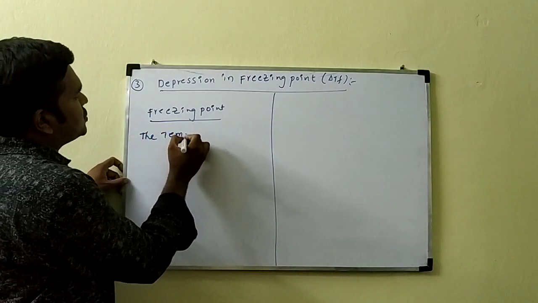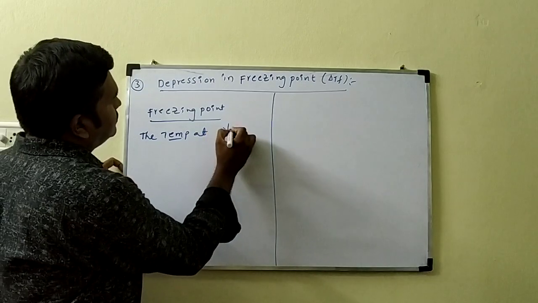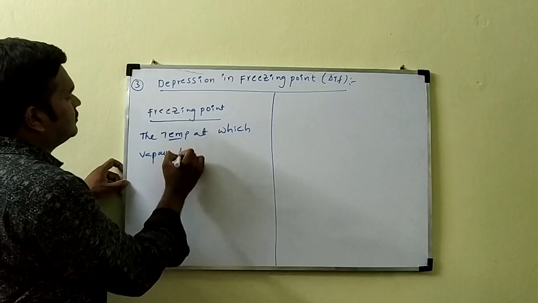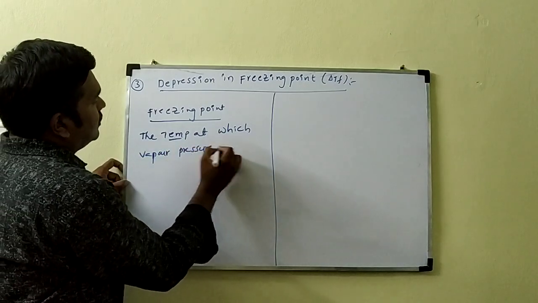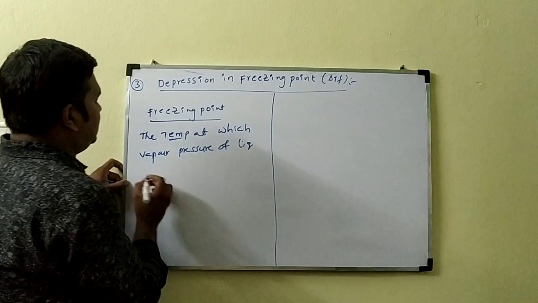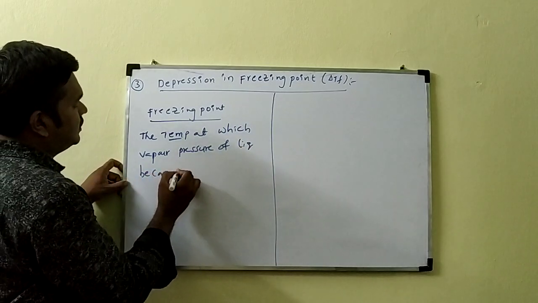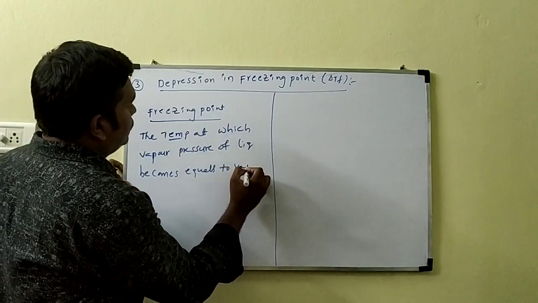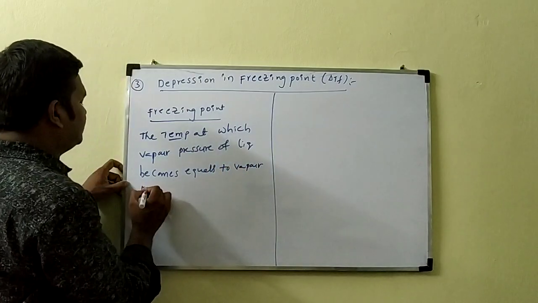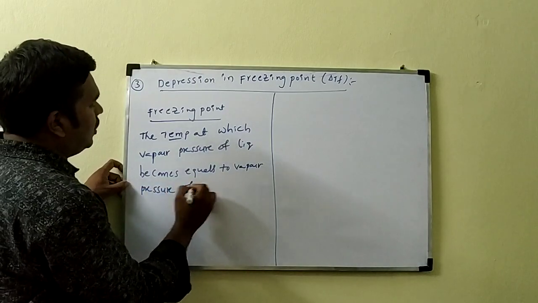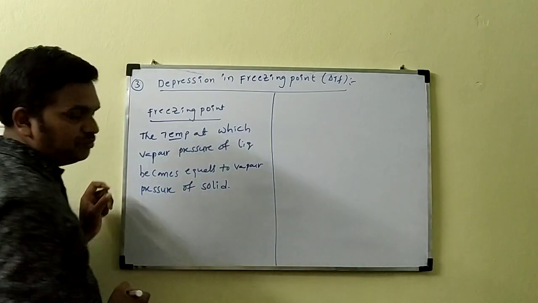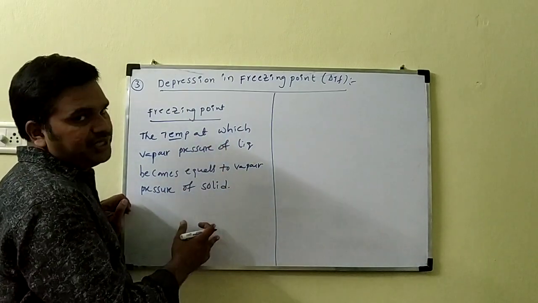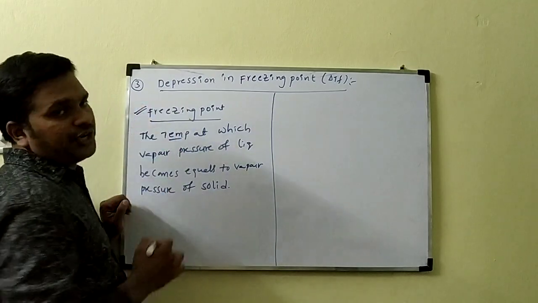The temperature at which the vapor pressure of the liquid becomes equal to the vapor pressure of the solid. At this temperature, the liquid and solid are in equilibrium. That is the definition of the freezing point.